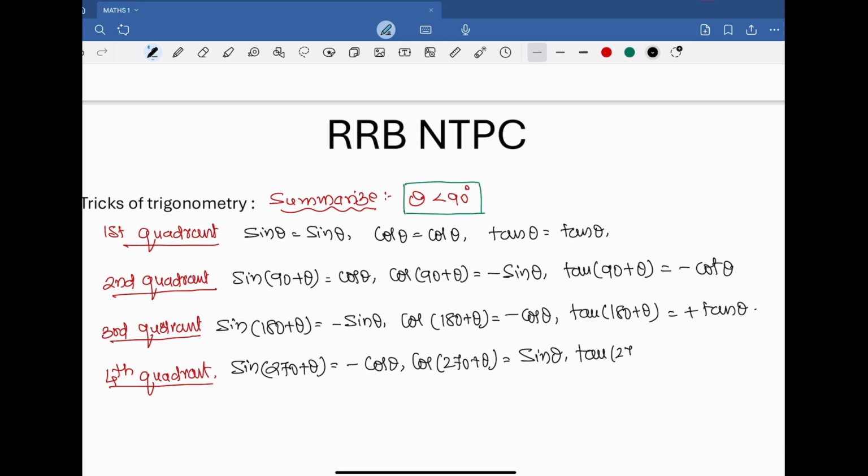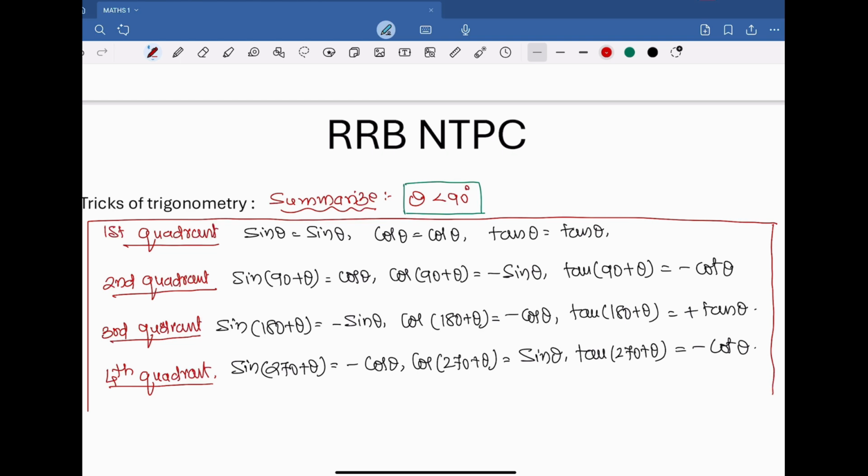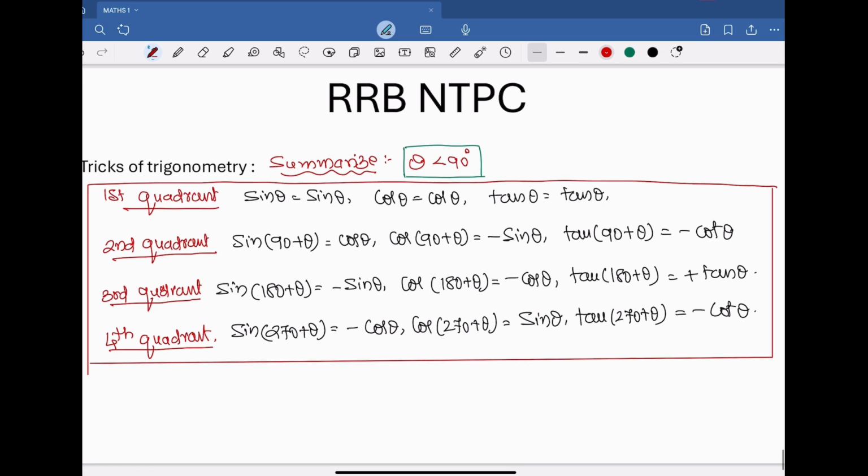Tan 270 plus theta is equal to minus cot theta. These are the most important relations which you have to remember. If not remembered, you should be able to apply them in the given question in the examination. These are derived as per the procedure I told you.